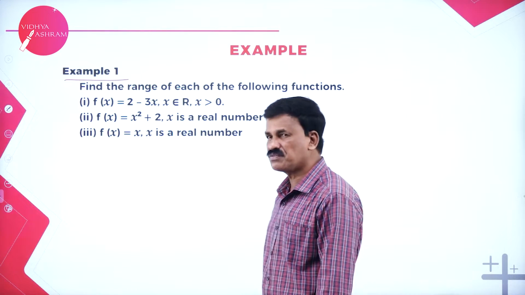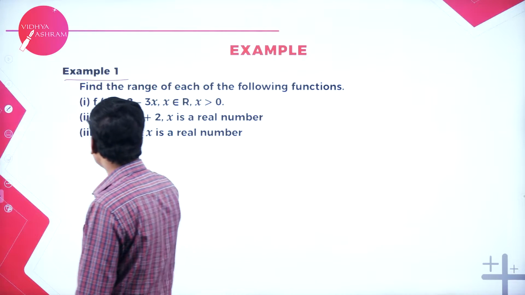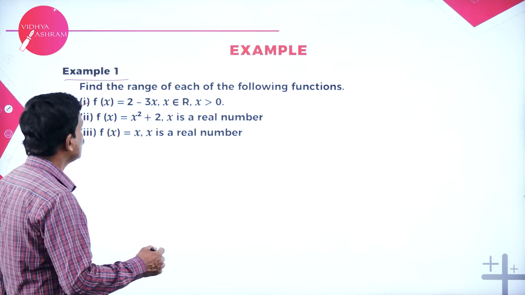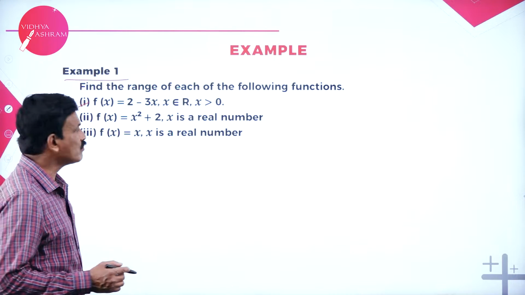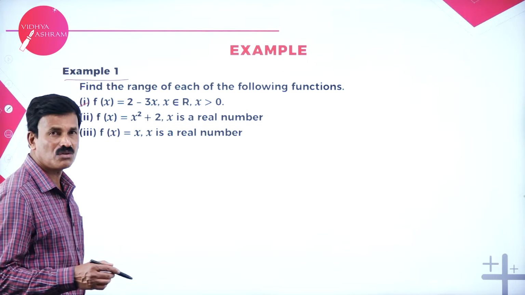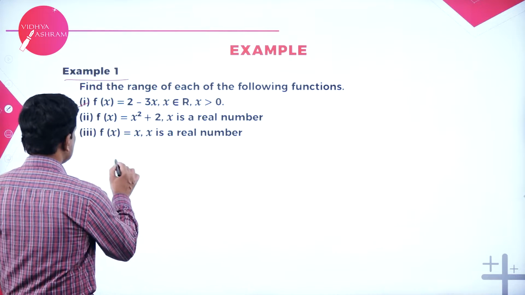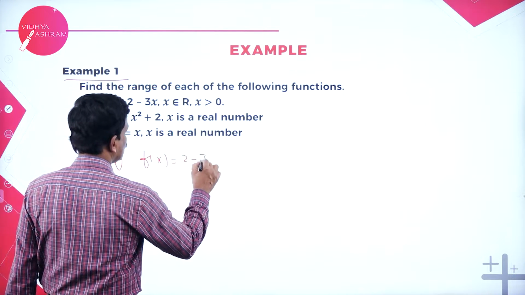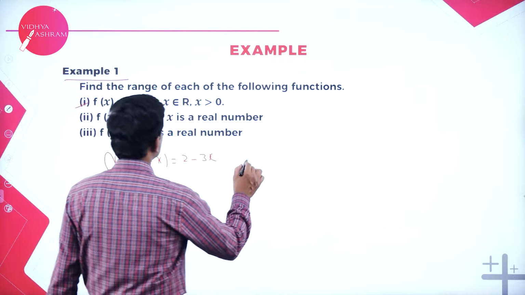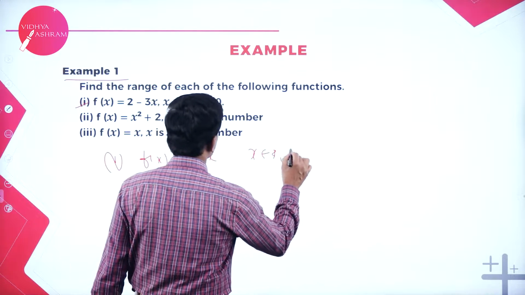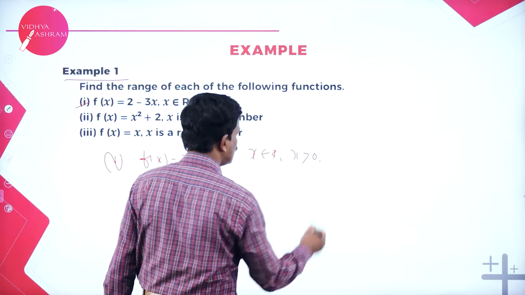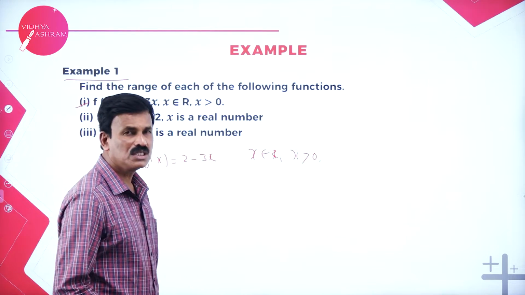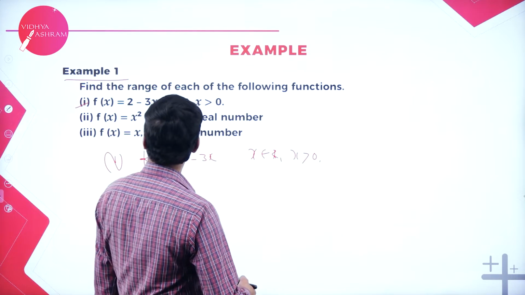Now here what is required to find? The function is given. f of x is equal to 2 minus 3x, where x belongs to real numbers and for all x greater than 0, for all positive values. What is given? Given that f of x is equal to 2 minus 3x for all x belongs to real numbers and x is greater than 0. So for this we have to find out the range.